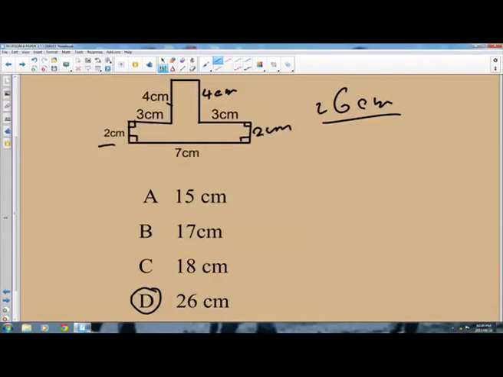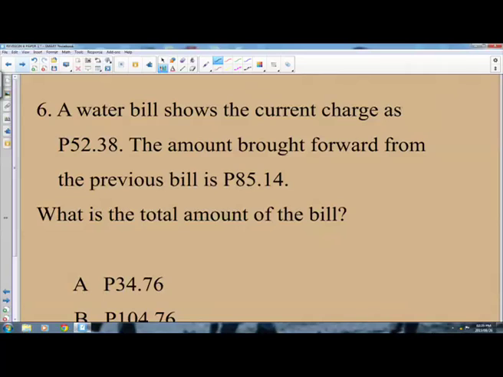And then, what about the next revision question? Question number 6. A water bill shows the current charge as 52.38 Thebe. The amount brought forward from the previous bill is 85.14 Thebe. What is the total amount of the bill? So here you are told that the current charge is 52.38, but then there is a bill brought forward of 85.14. Then it says what is the total amount of the bill.